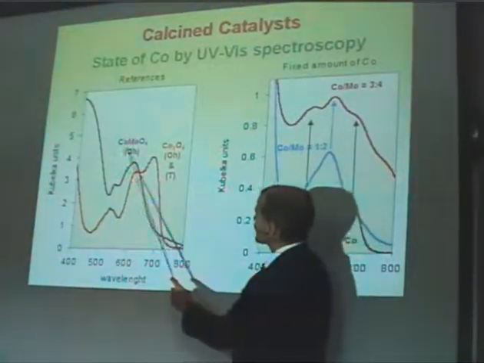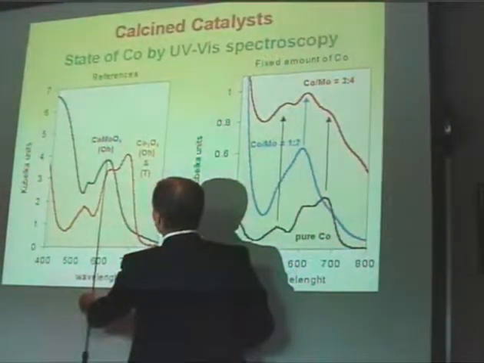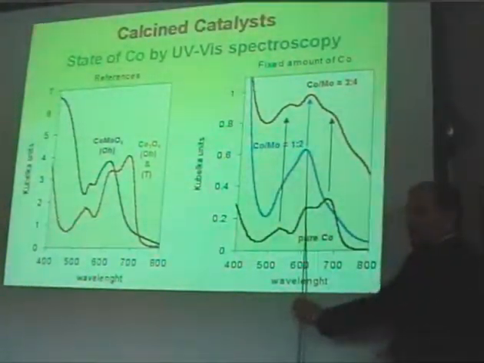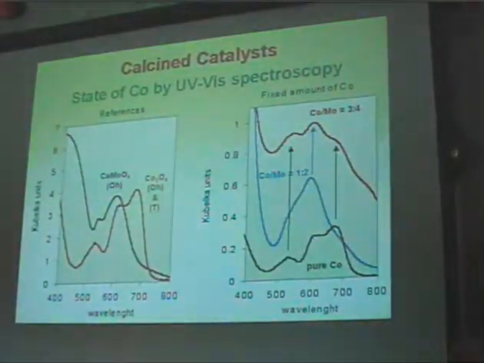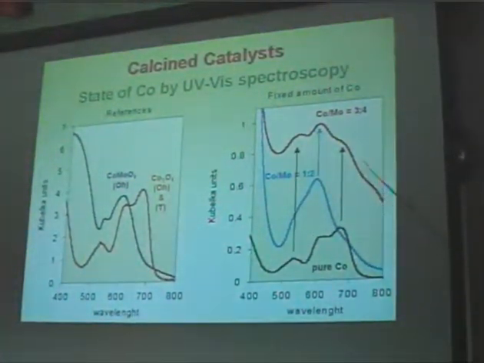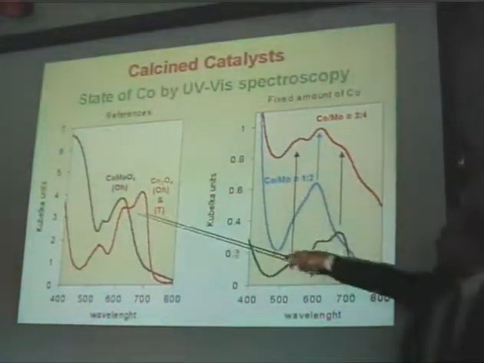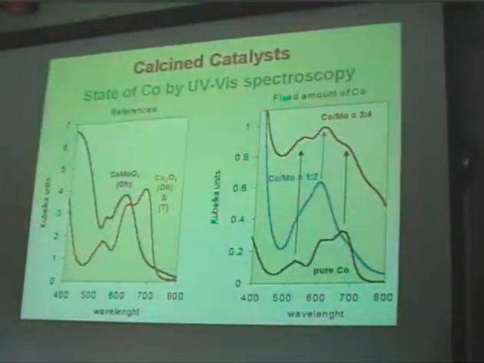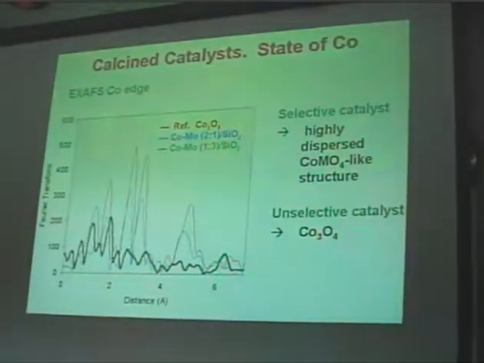But when you look at cobalt molybdate, it has the octahedral type band here that corresponds exactly to this band that we observe in the selective catalyst. Okay, so the first thing we start saying is that when we have the selective catalyst, the cobalt is in a surrounding that looks very much like cobalt molybdate. Okay, let's continue with that.